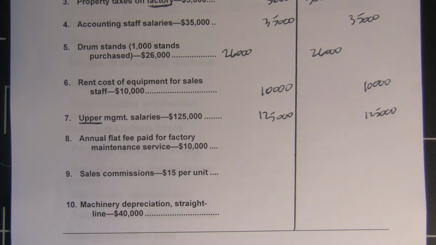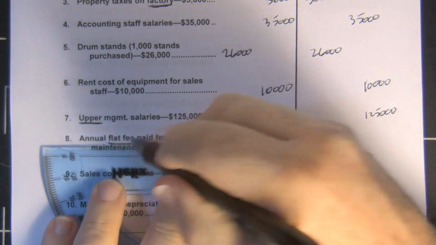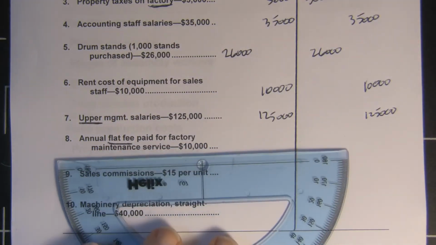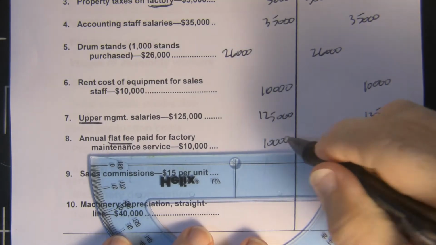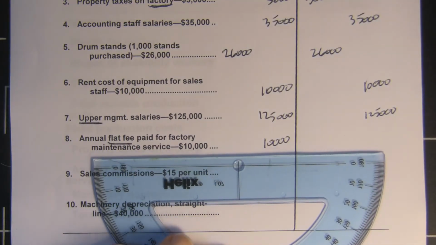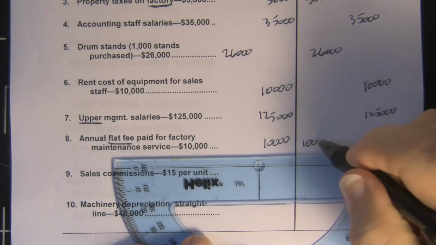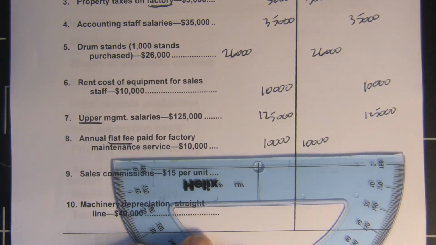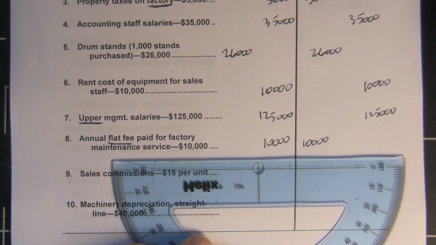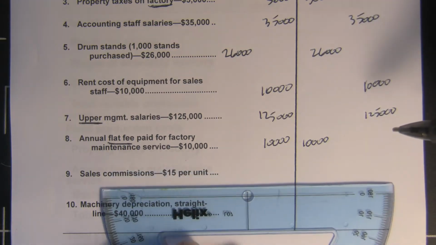Okay, now we have the annual flat fee for factory maintenance. Flat fee. That's screaming fixed cost. Now it's factory maintenance. So that would be added to the product. That's a product cost. Now, if it said something like it was split half and half between the factory and the warehouse, or the factory and the office, we would handle it differently. It would still be fixed, but some would be product, some would be period.